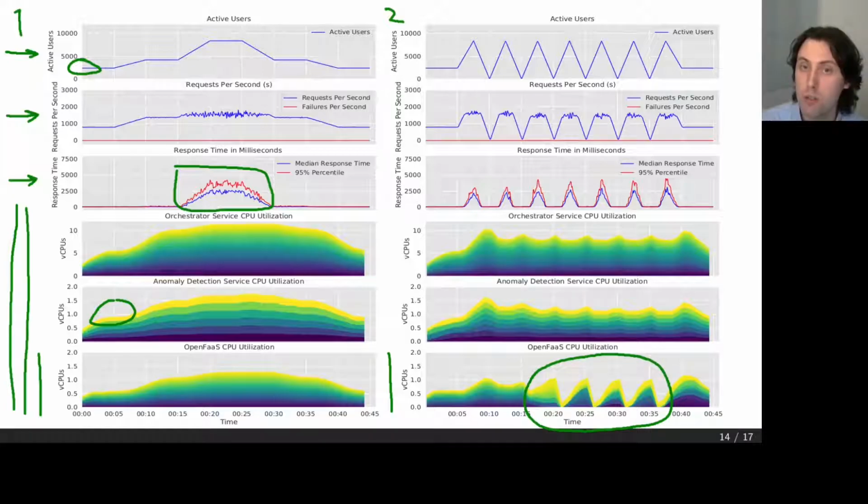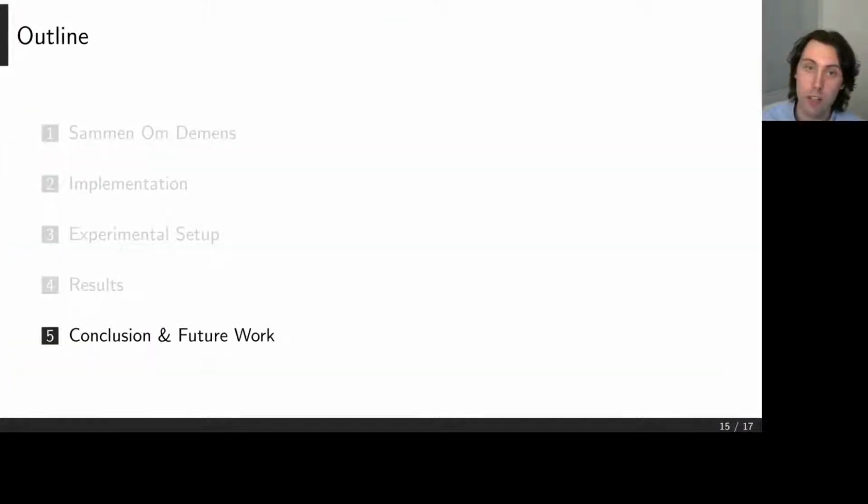What this basically shows us is that we have a sort of reactive response to this increase in demand. Furthermore, what we can observe here is that all requests are handled efficiently and reliably and without failures, though we do see that the response time does increase when we go beyond 5,000 active users. So for the conclusion, what can I say?